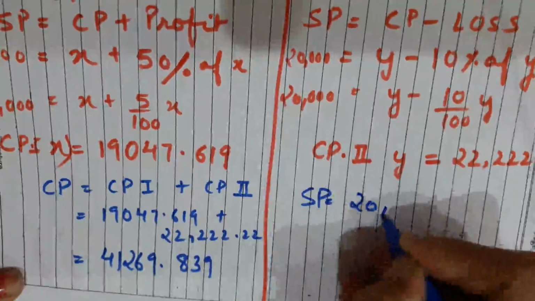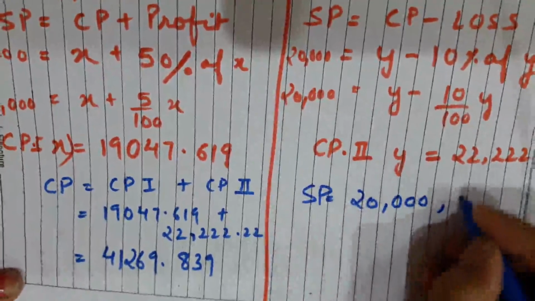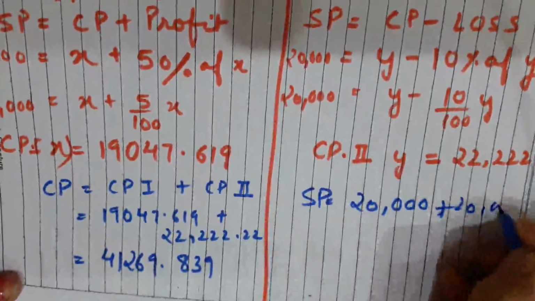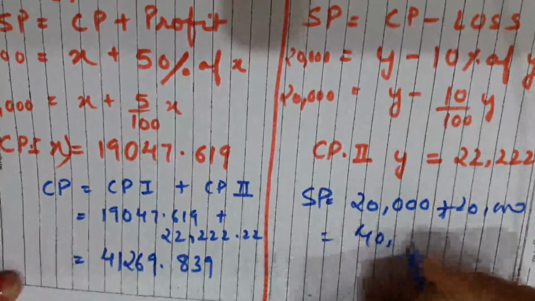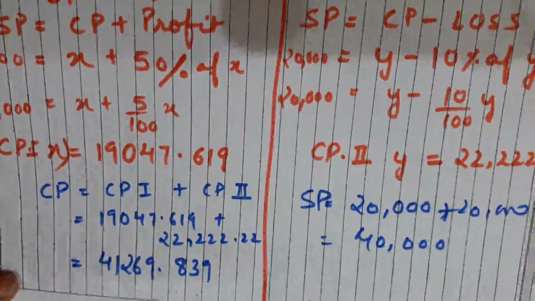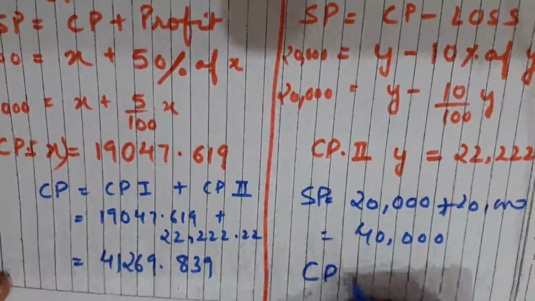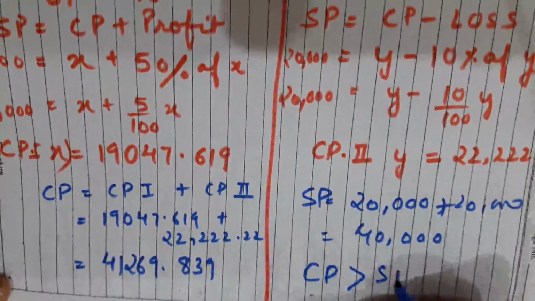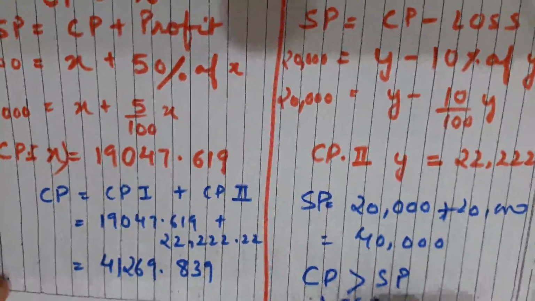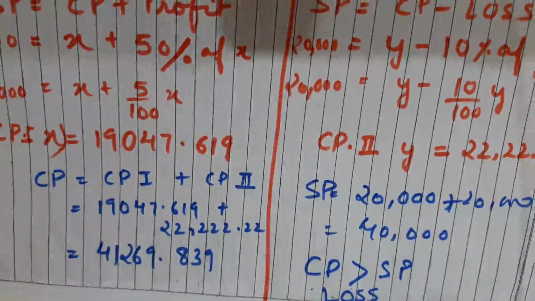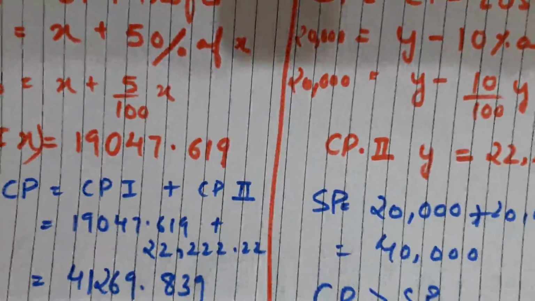So let's find out the selling price. He has sold each for 20,000, so 20,000 plus 20,000, it means you will get 40,000. So your CP is more than SP in this. So at the end the milkman faced a loss. Okay, so let's move to the next question.